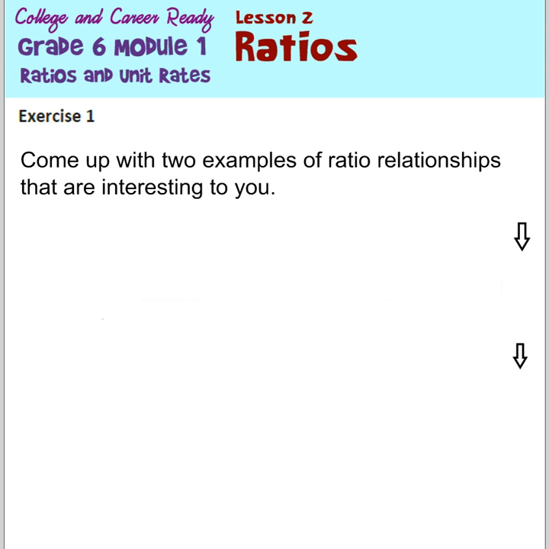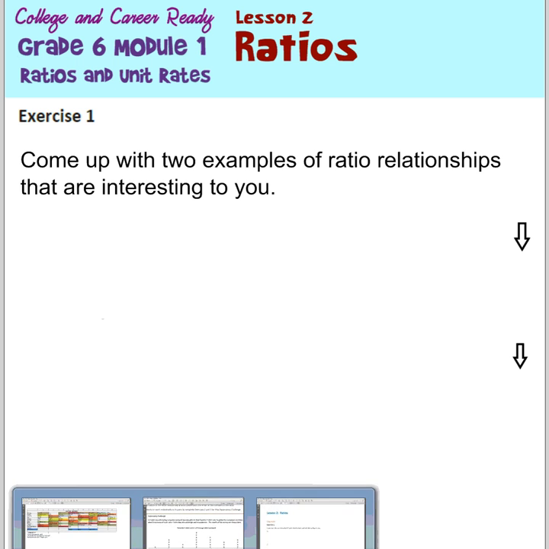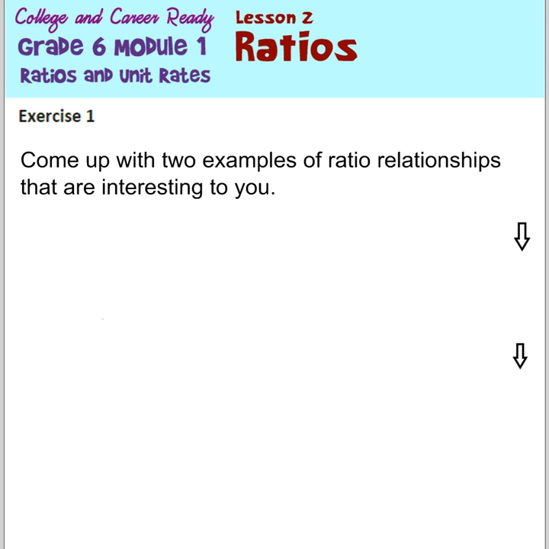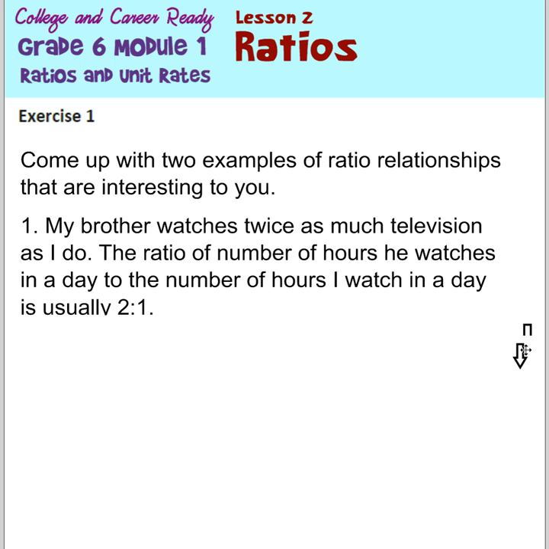So we'll get started by coming up with 2 examples of ratio relationships that are interesting to you, that happen in your life. Now, here I'm going to give you examples of something like what you could use. These are not the ones that you should write down. My brother watches twice as much television as I do. The ratio of number of hours he watches in a day to the number of hours I watch in a day is usually 2 to 1.